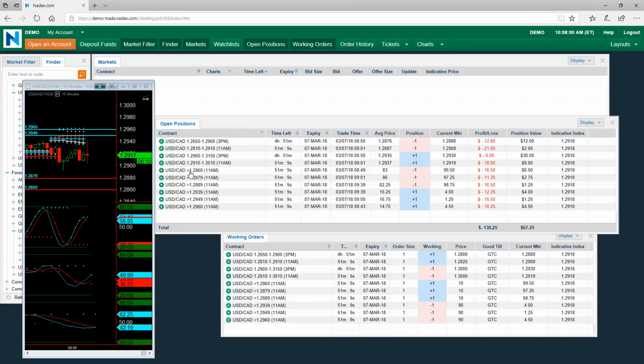On the binaries, it's very clear cut, okay? If this was to get to 1.2860, as long as it is 1.2860 or less, I could potentially make money on that. Not so on the spreads. It's really dependent on where the indicative is.